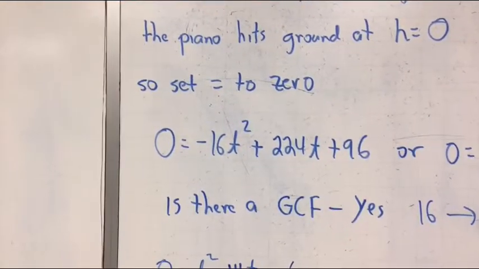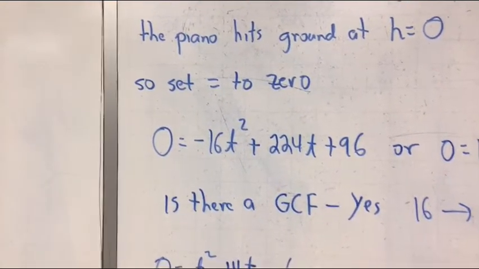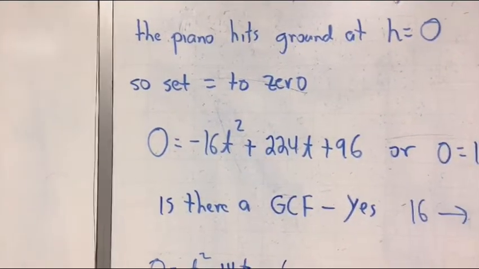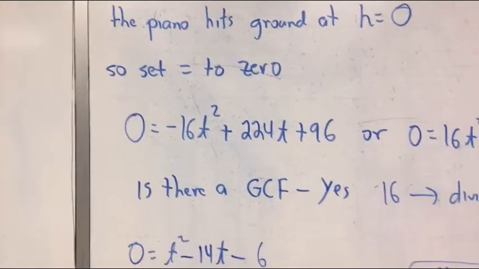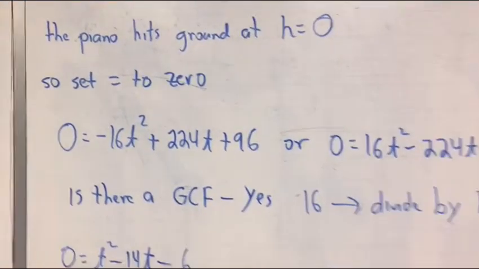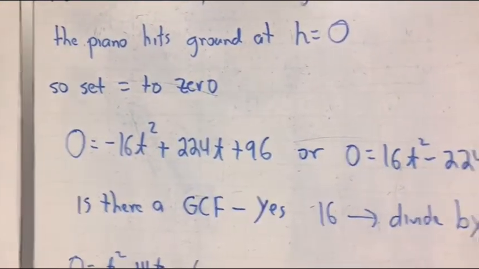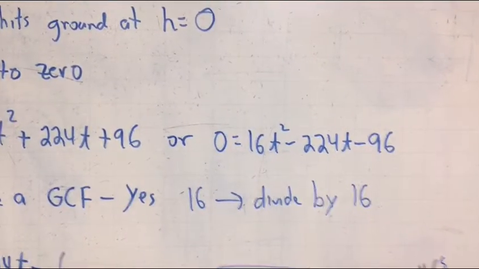Let's see if there is a greatest common factor. All right, now in this case there is. Will there always be? No, there won't always be a greatest common factor. But I'm trying really hard to be nice, okay? So I'm going to divide everything by negative 16, okay?